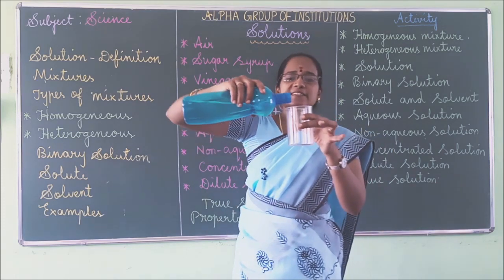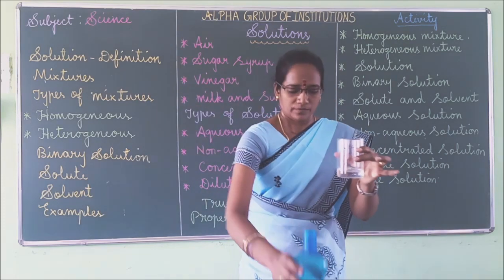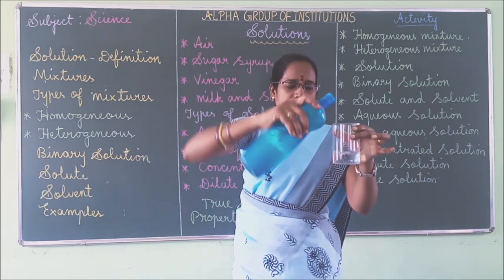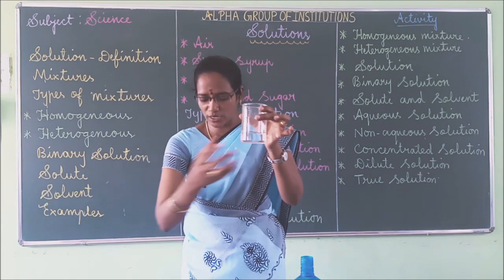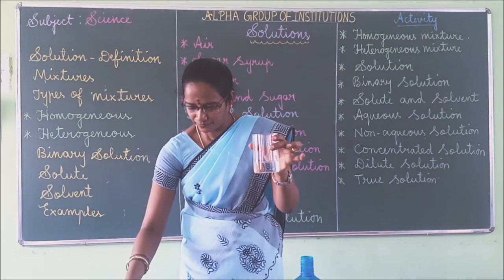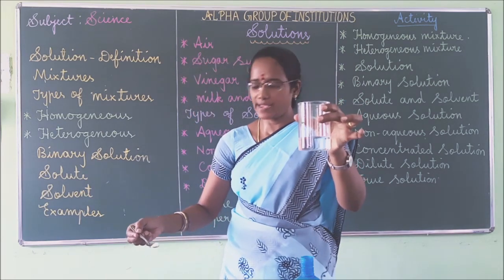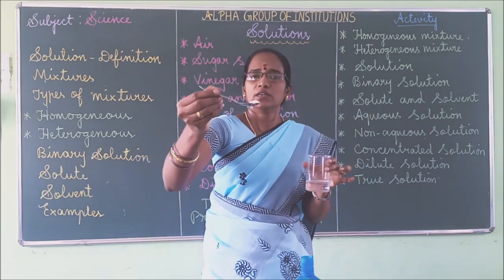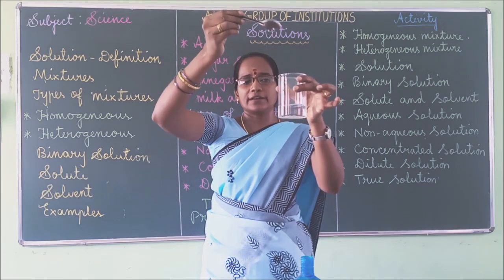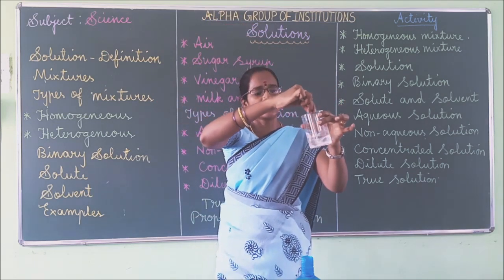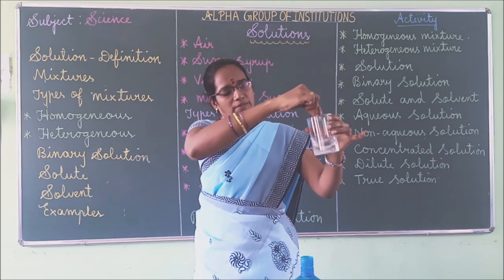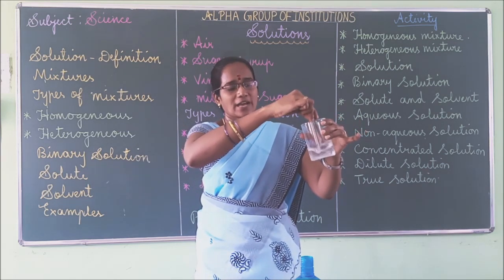So I add some water. Okay, I added 100 ml of water. Now I am going to add some sugar into it. Say 100 ml of water I added. Here see the sugar, it is nearly 2 grams. Now I am going to add the sugar into water and mix it well. It forms the sugar solution after mixing.